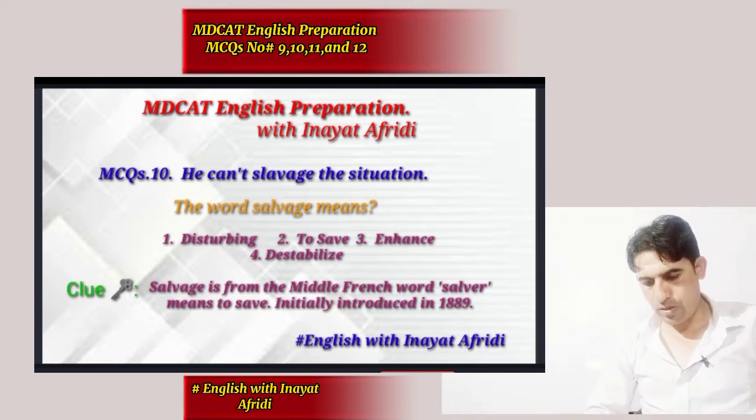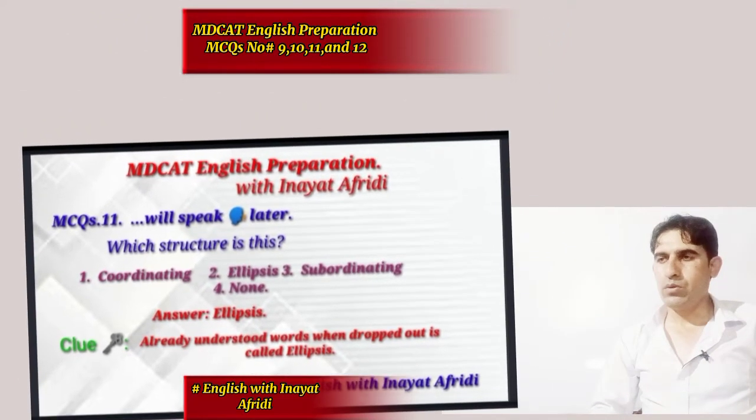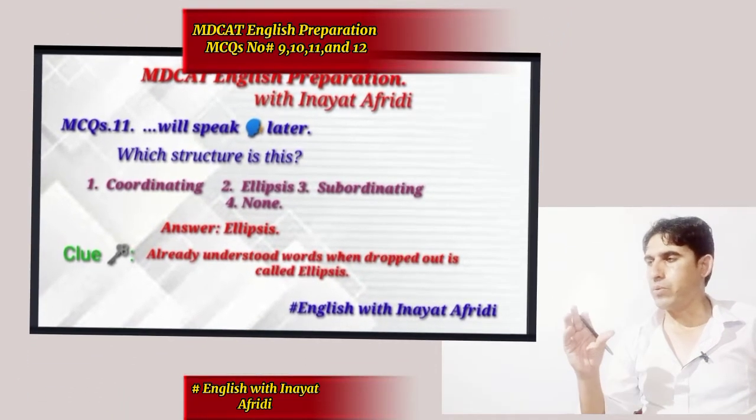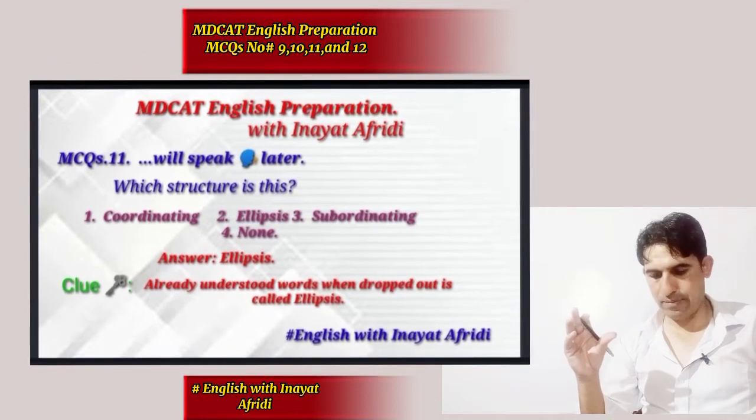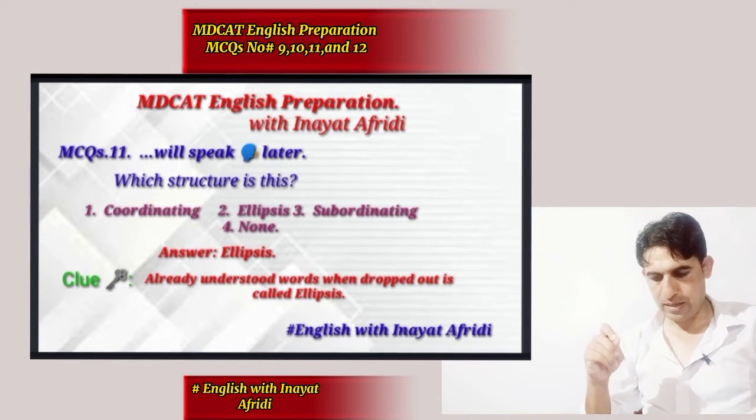Now, moving towards MCQs number 11. Now, if you look at the statement right on the screen, we have the 3-dot ellipsis followed by the helping verb well, speak, and letter.